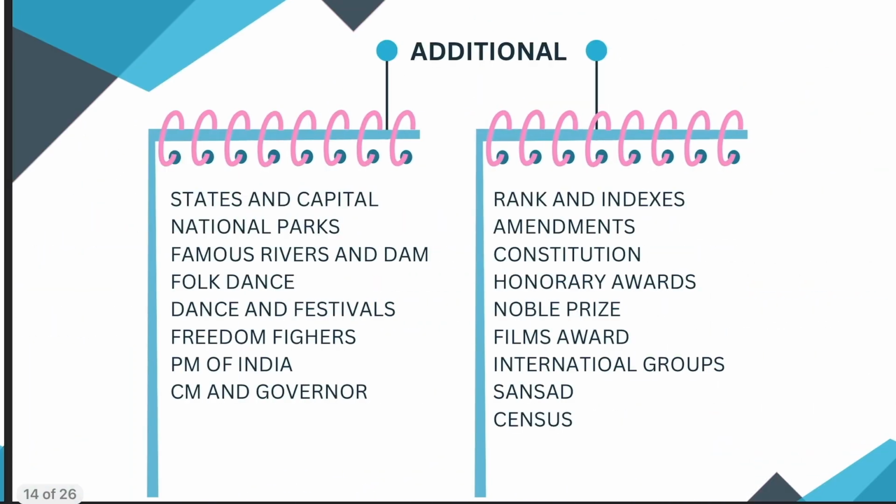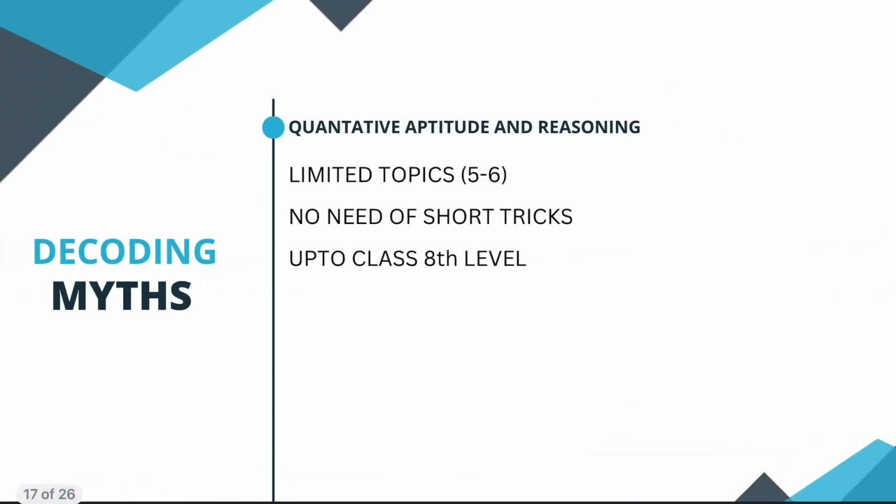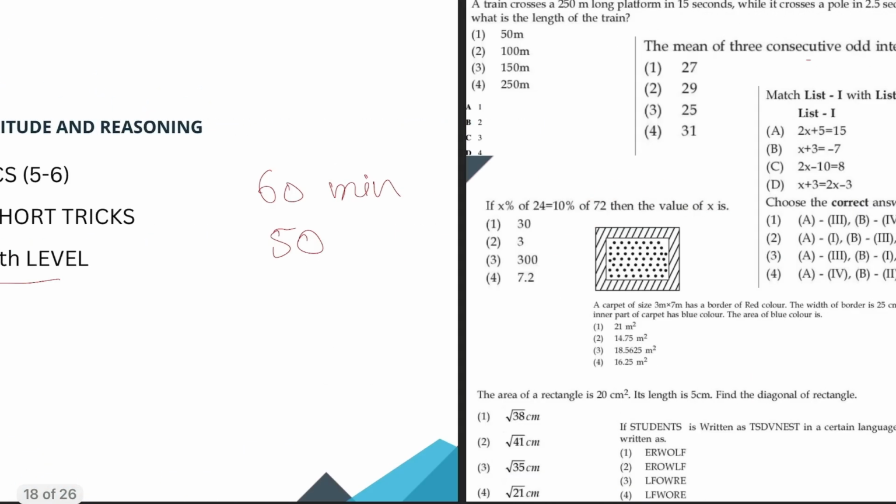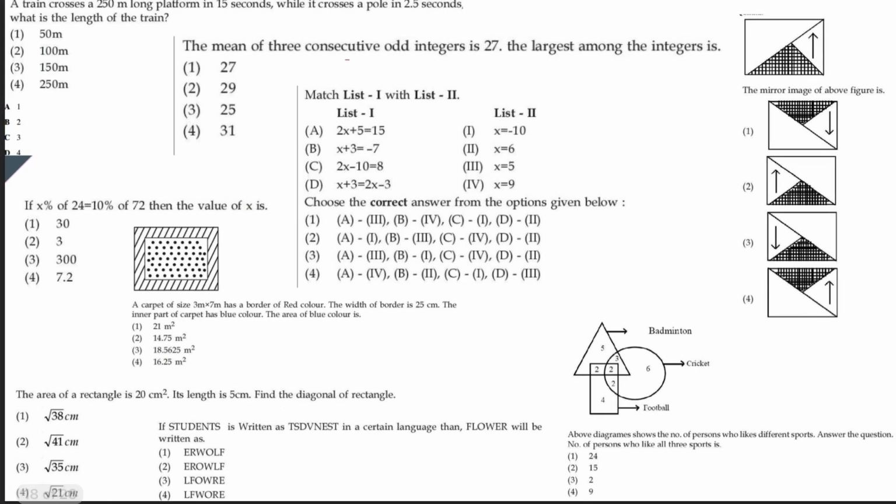So do consider this. Now moving ahead to the second myth, that there is no need for short tricks, and that the level of questions asked is very low, which is class 8 itself. So first I have to tell you, you have 60 minutes. I'm repeating this again, and you have to do 50 questions. So first of all, you can see in this itself, the level of these questions is not till 8th class, it's a bit higher.